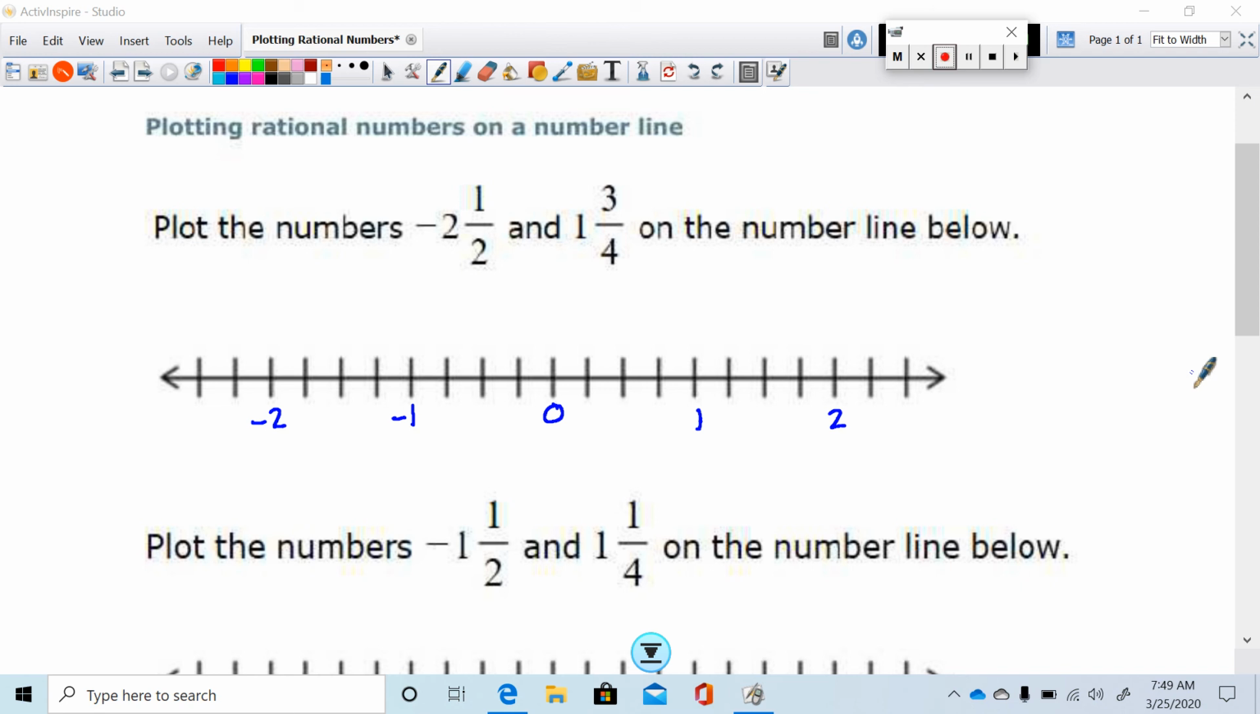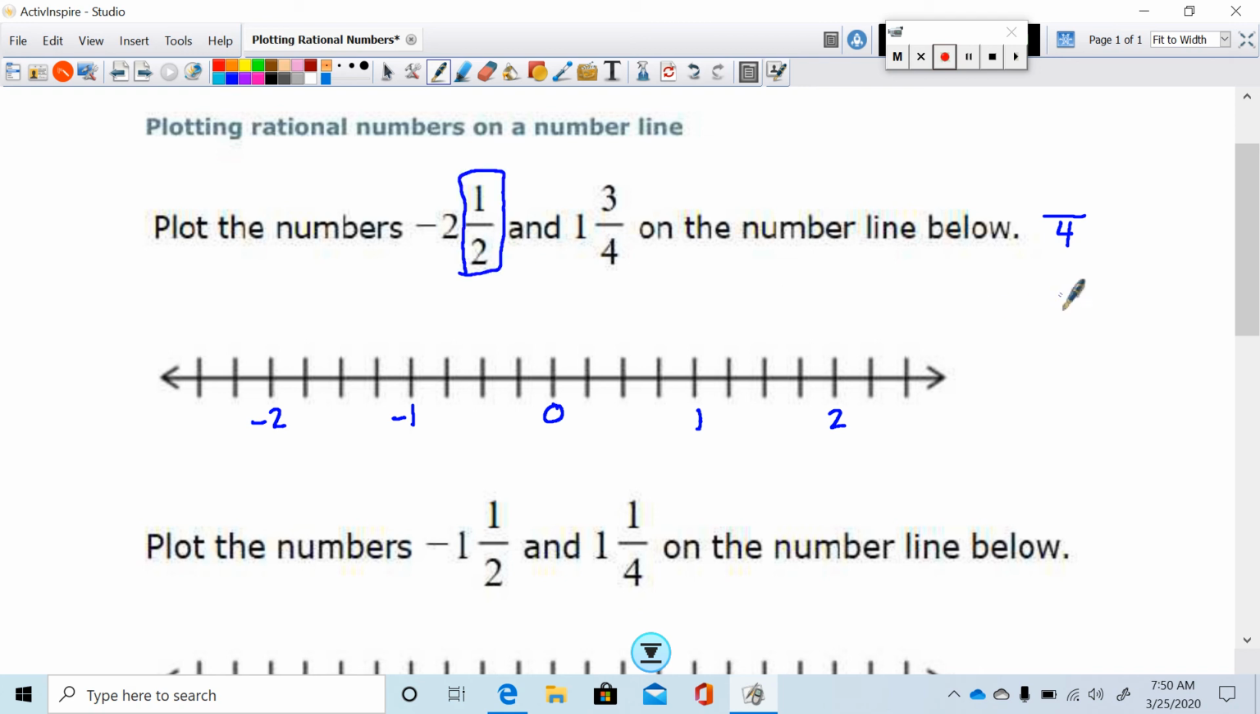In order to plot rational numbers on a number line, the first thing you want to do is find out how many spaces, not lines, but spaces there are between 0 and 1. So 1, 2, 3, 4. There are 4. That means you want each denominator to be a 4. So this one is not ready. And you're only working with the fractional part of it for now.